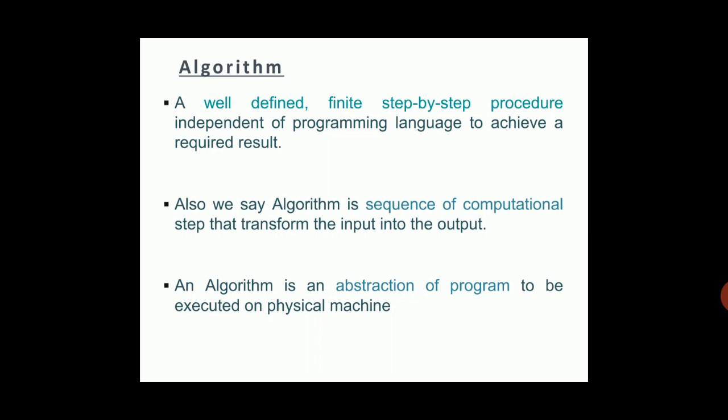One more definition is also given here. An algorithm is an abstraction of the program to be executed on a physical machine. And another definition: a finite set of instructions that specify a sequence of operations to be carried out in order to solve a specific problem or class of problems is also called an algorithm.